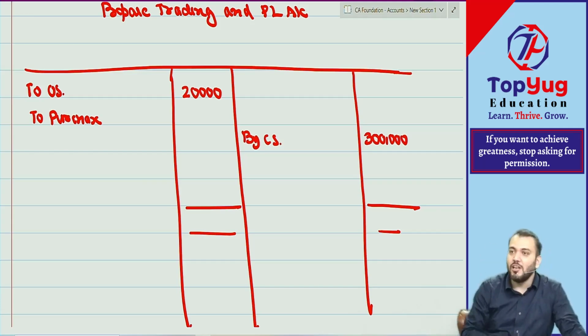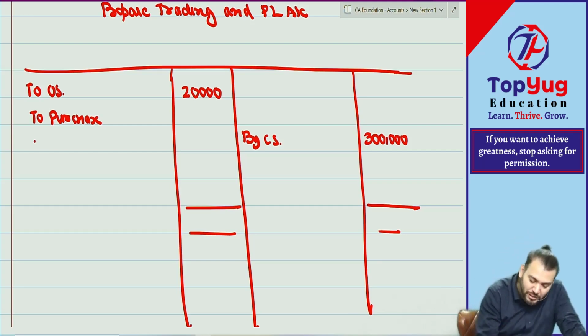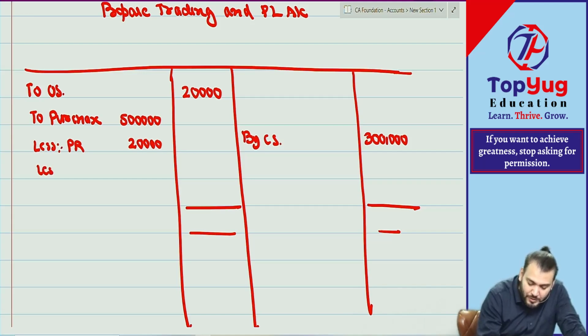Then I have given one abnormal loss adjustment. So what is the journal entry for abnormal loss? Abnormal loss account debit to purchase. So you deduct from here only. What is the amount of purchase I have given? Purchase, and net, I have given purchase return also. So 5 lakh less purchase return, how much? 20,000. And from this you can deduct what? Abnormal loss, how much? 4,000.